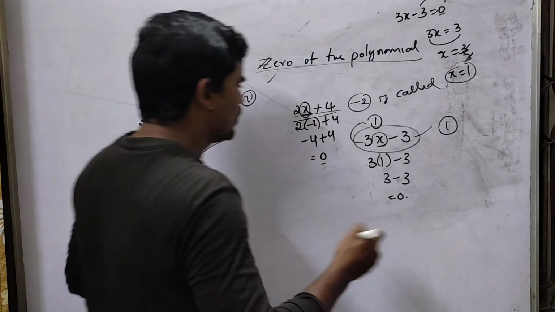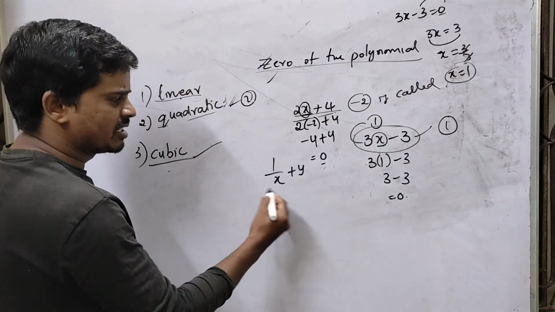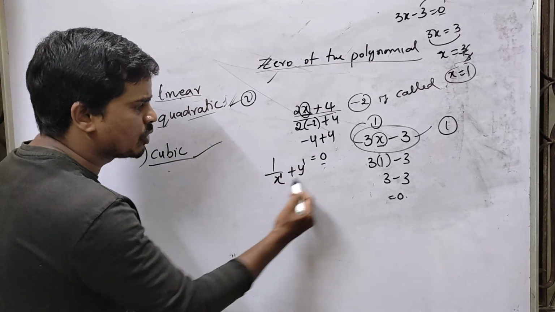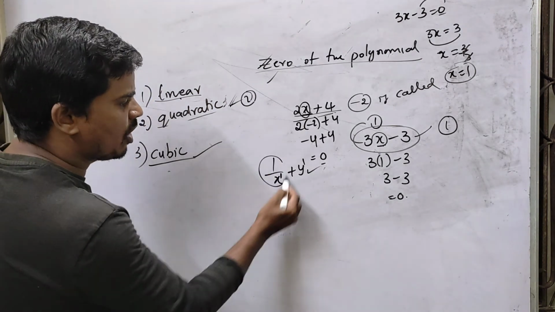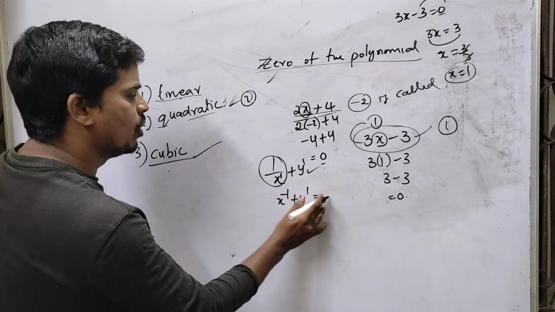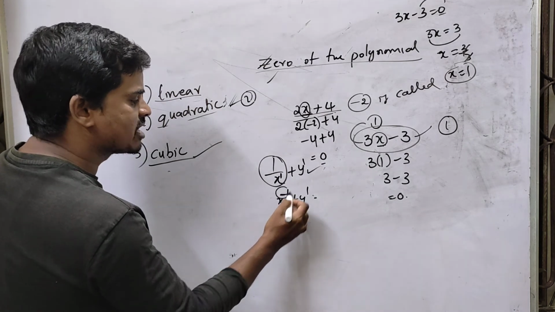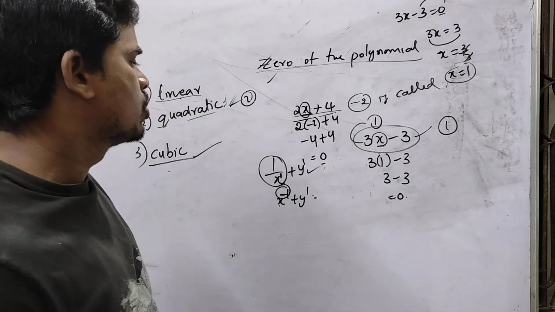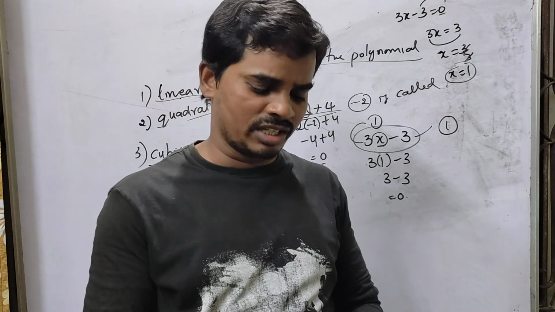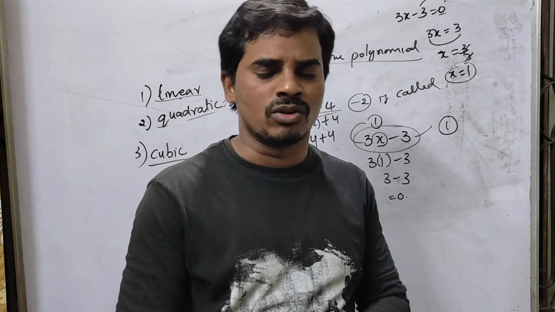Suppose someone says 1 by x plus y. Here x and y are variables, x power 1, y power 1. You can say this x power 1 is a positive integer, so it's a polynomial. But the simplification of 1 by x power 1 can be written as x power minus 1, y power 1. Now after simplification, x has the negative integer minus 1 as the power. So sometimes we will get like that. So we have to simplify it a little bit and then check the power of the variable. If the power of the variable is a negative number or a fraction, then it is not a polynomial.